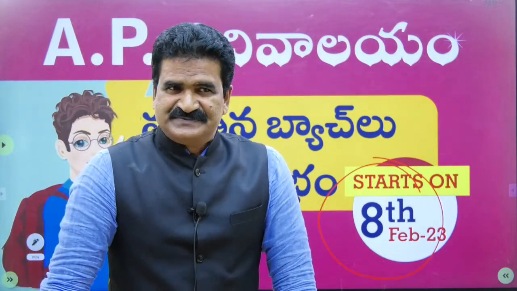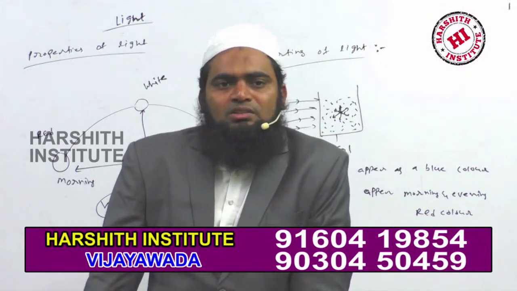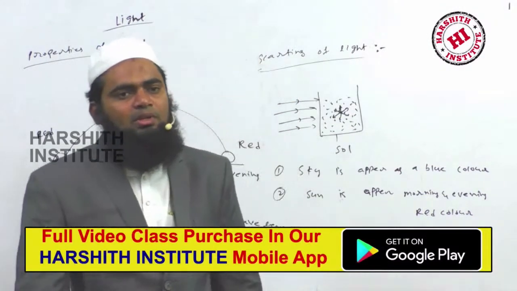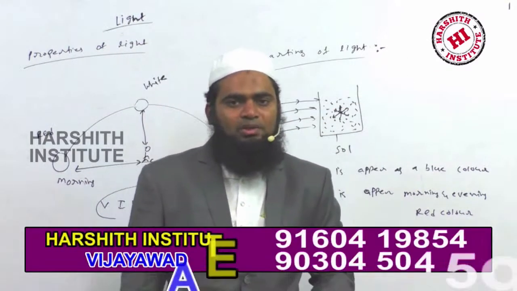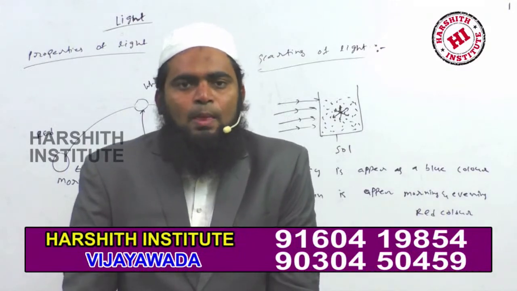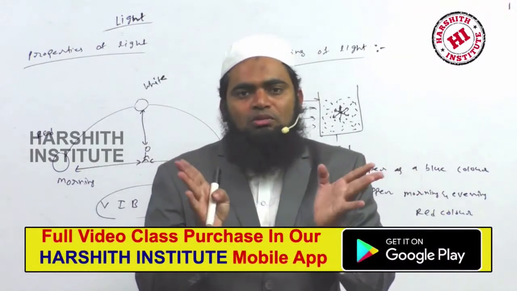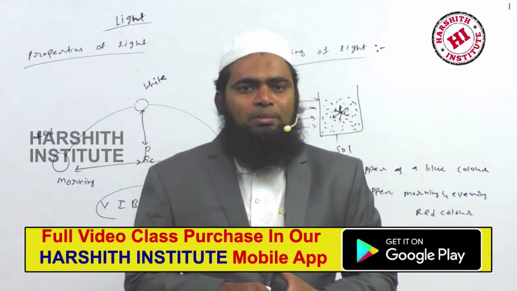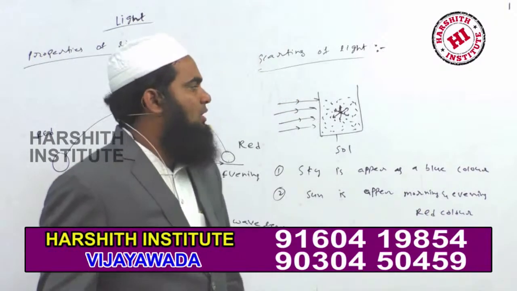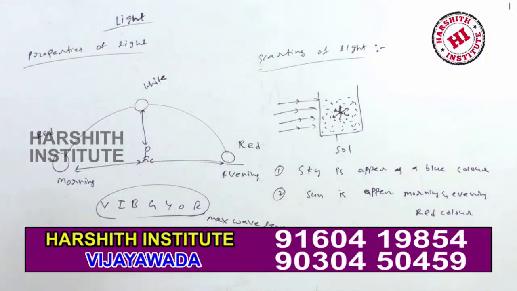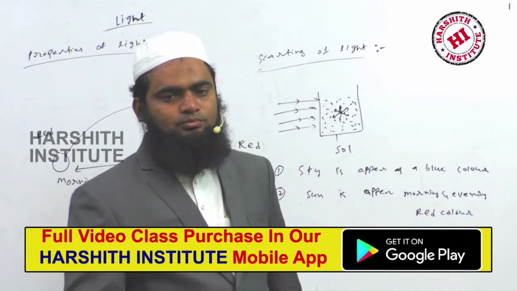The sky appears blue, and the ocean also appears blue, because the sun rays pass through tiny water droplets. They act as colloids, and the light splits in all directions. The blue color is scattered the most, so we see only blue color in the sky. So these are the two applications of scattering of light.